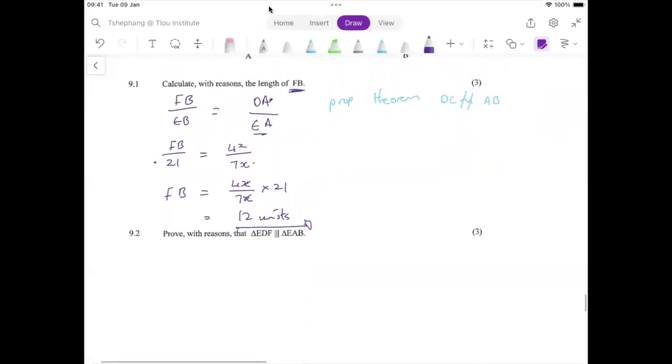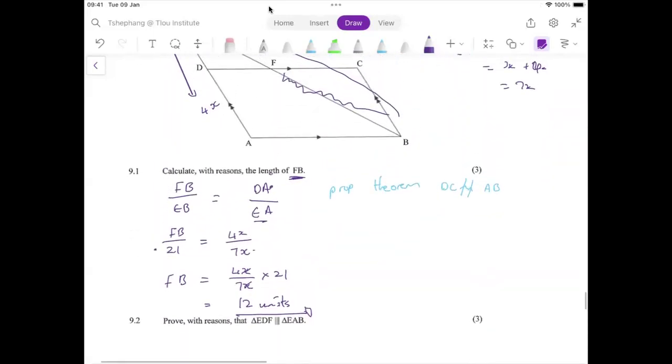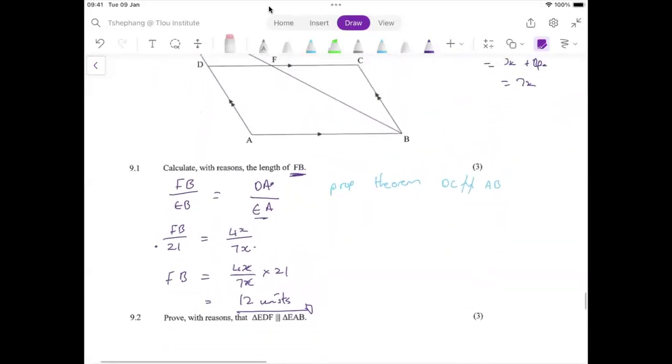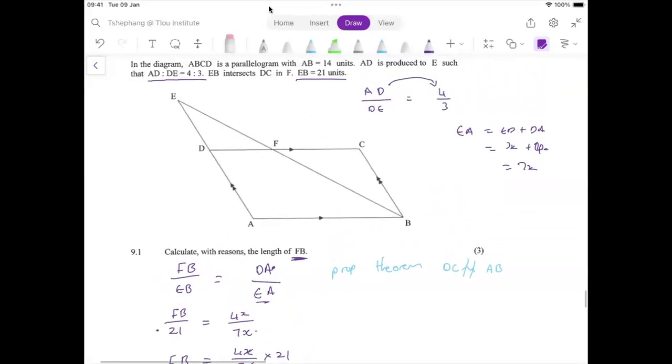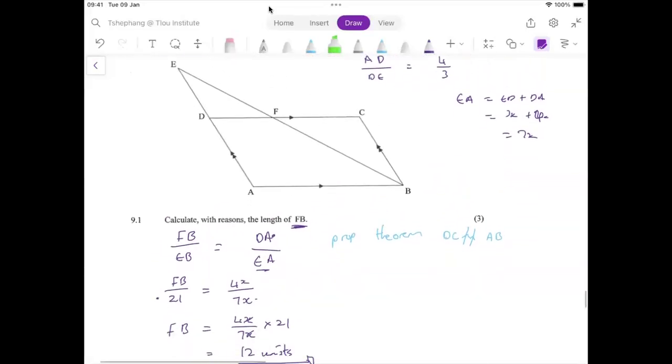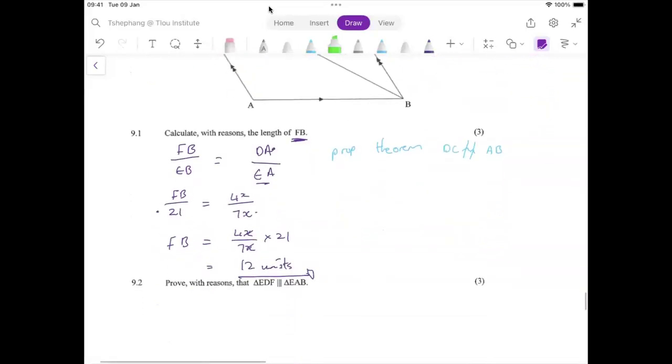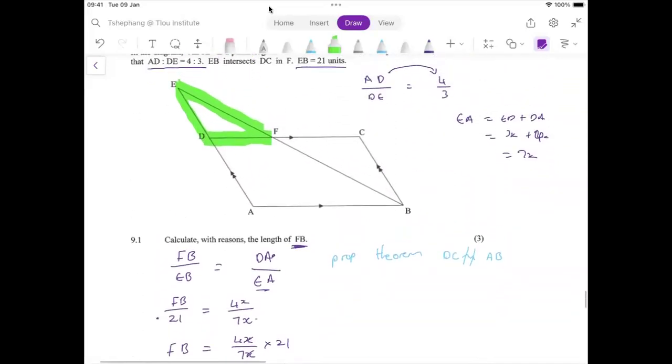Now prove with reasons that EDF is similar to EAB. Okay, let's clean it up and see. So EDF is similar to EAB.